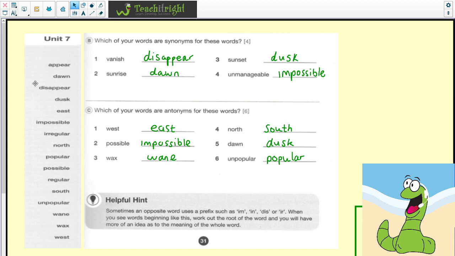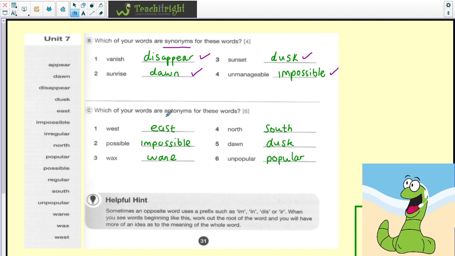Which of your words, so these are the words down on the left hand side, are synonyms for these words? So synonyms meaning words that of course mean the same. So we're looking at synonyms. So we've got vanish and disappear, sunrise and then dawn, sunset and then dusk, unmanageable and impossible. So well done if you managed to get all of those correct.